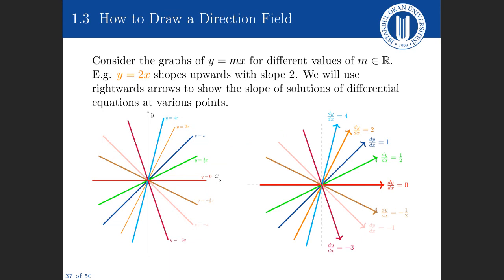We indicate the slope of the direction field at different points with arrows which have the same slope as these lines. If we know that the solution to a differential equation has slope 2, we're going to draw an arrow like this orange one. If we find out that a solution to a differential equation has slope a half, we're going to draw an arrow like the green one. Note that all of these arrows are pointing to the right. In this type of direction field, none of the arrows should point to the left, they should all point to the right.